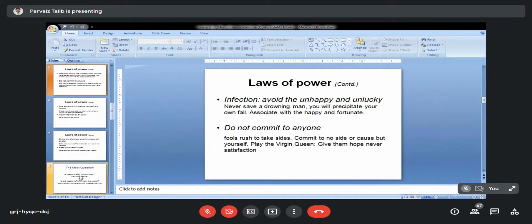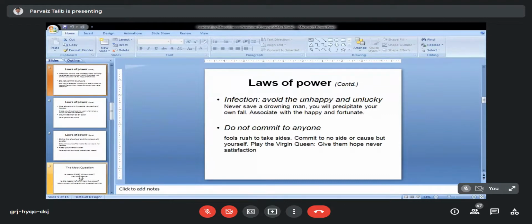Again, let me share with you these two more laws, and then we will stop here for reflection on this other model of leadership which this book is trying to propose to us. Infection. Avoid the unhappy and the unlucky.